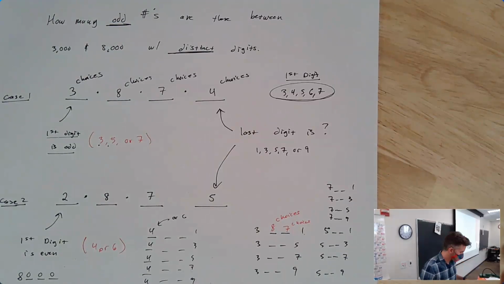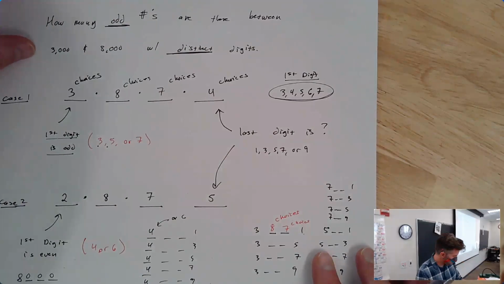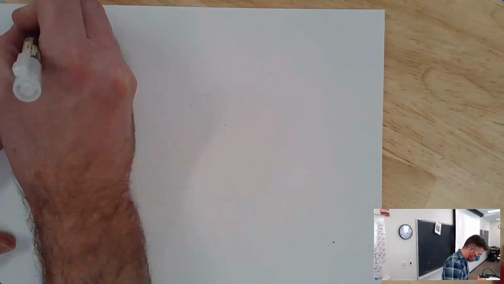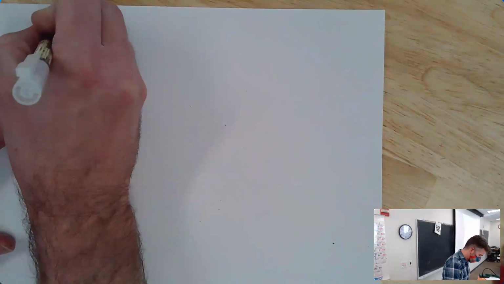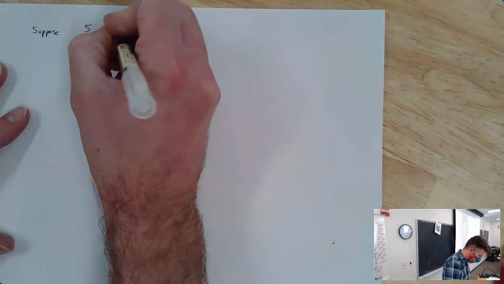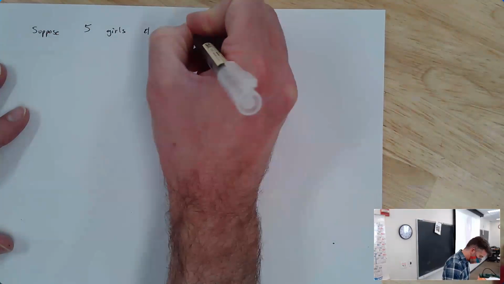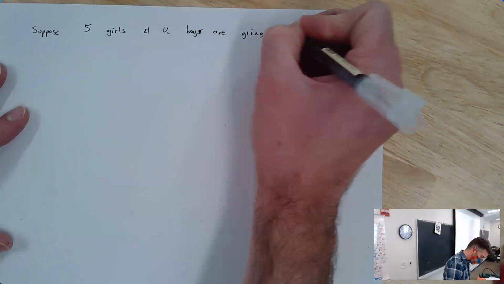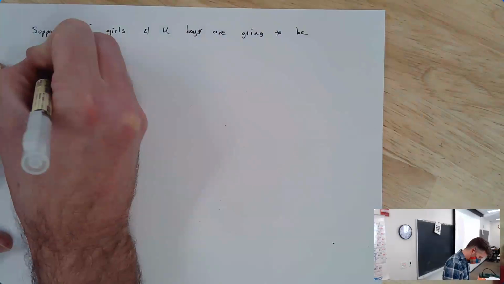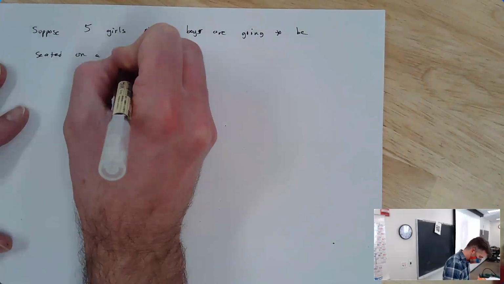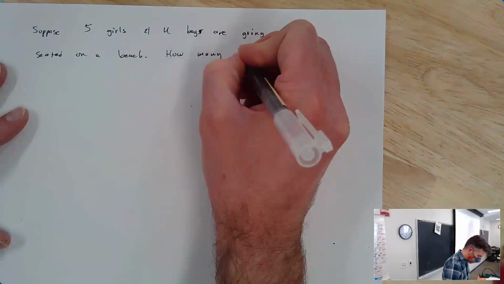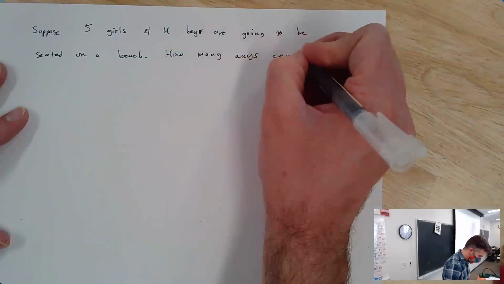Okay. Let's change it up a little. Maybe if I can turn the page. Let's look at this. Suppose 5 girls and 4 boys are going to be seated on a bench. How many ways can they sit next to each other? How many ways can they be seated?